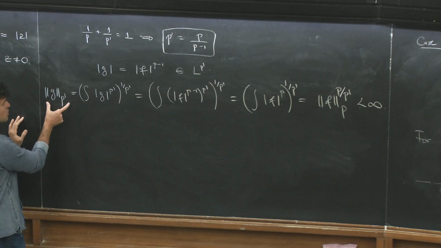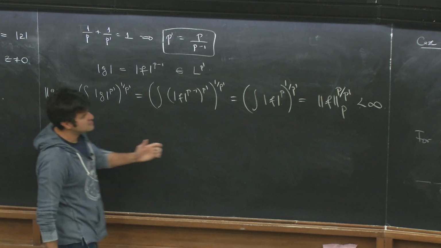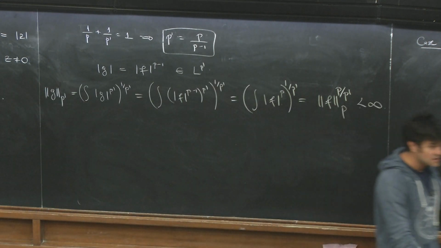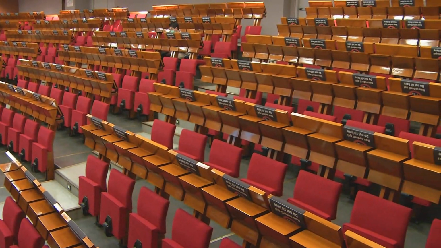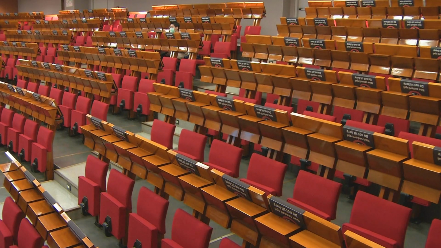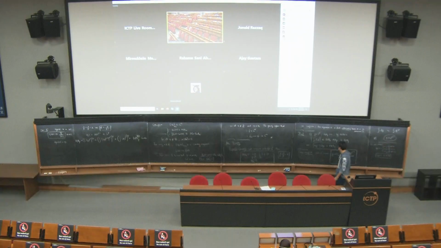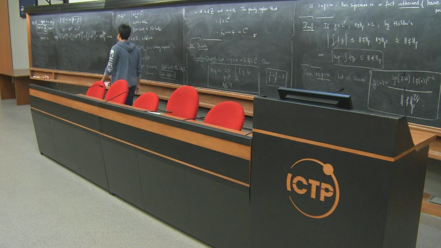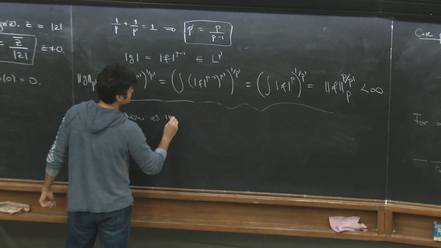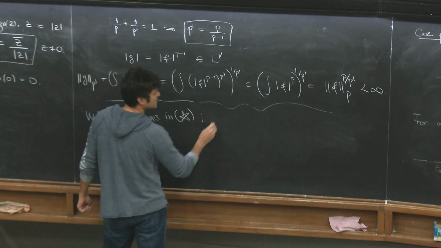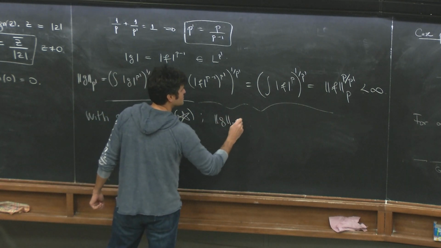Moreover, I actually computed the norm. The p prime norm of g is exactly this number. So this is the constant that I am going to divide by: the norm of f in L^p raised to the power p over p prime. Let's call this choice of g star. So g is not the earlier one anymore, but with g now as in star, what you get is that the p prime norm of g is 1.